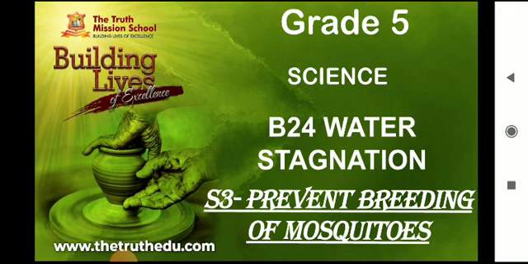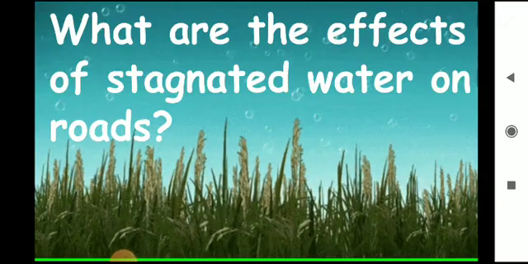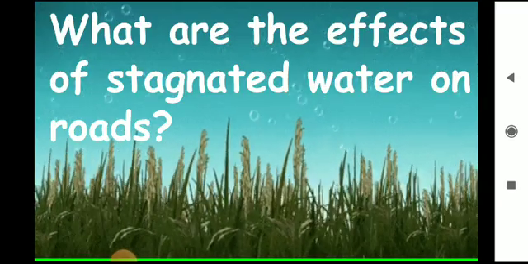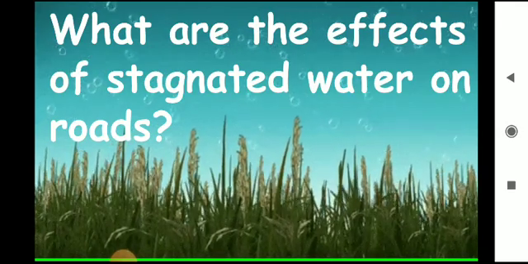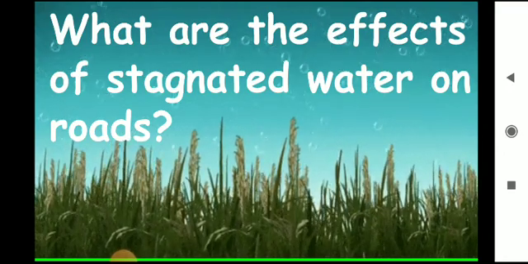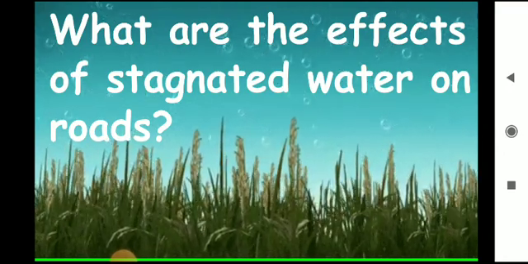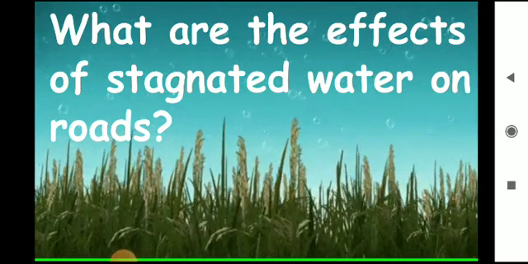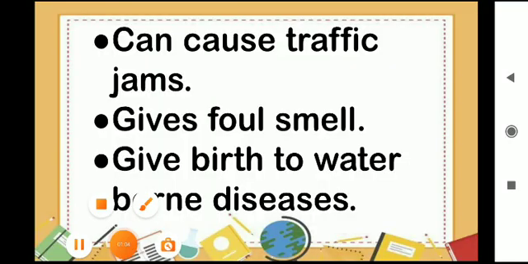Firstly, moving towards our recap question. In the last video, I had given a homework question, right? The question was, what are the effects of stagnated water on roads? Many of you had answered me. So, what will be the answer of this question? Stagnated water, especially due to rains on roads, causes traffic jams in the cities. You can see in your locality also, if there is stagnated water, there may be traffic jams.